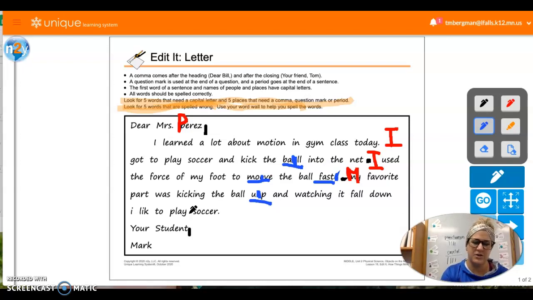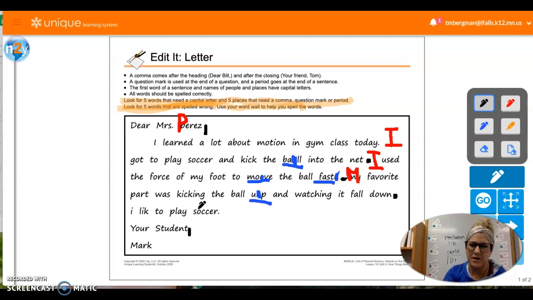And watching it fall down, I like to play soccer. So we don't need punctuation at the end. It's already here. So are we missing one somewhere? Dear Mrs. Perez, I learned a lot about motion in gym class today. I got to play soccer and kick the ball into the net. I used the force of my foot to move the ball fast. My favorite part was kicking the ball up and watching it fall down, period. Whoops. I forgot I was doing black for those, wasn't I? Period. There we go. So we've got all 5 punctuation.